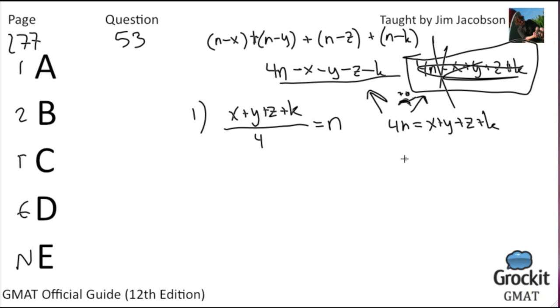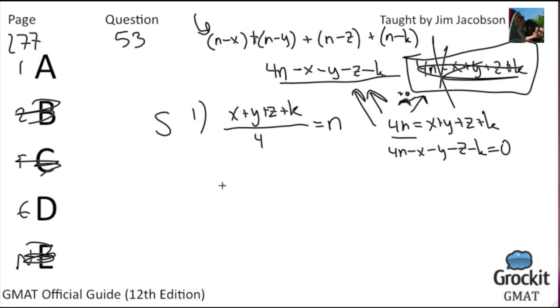Apparently not. Anyway, recognizing here that the average formula gives us the exact same relationship between the things here, we can make this look like this by subtracting x plus y plus z plus k: 4n minus x minus y minus z minus k equals 0. That is the value of the expression that we were given in the original question. So we can safely say statement 1 is sufficient for us to answer the question. We cross off B, and we can cross off C and E also. All three want statement 1 to be insufficient.